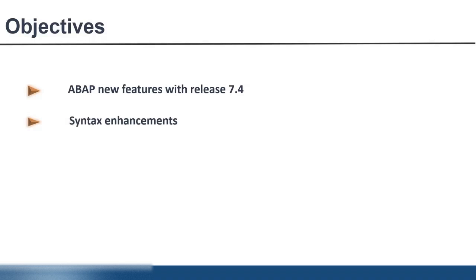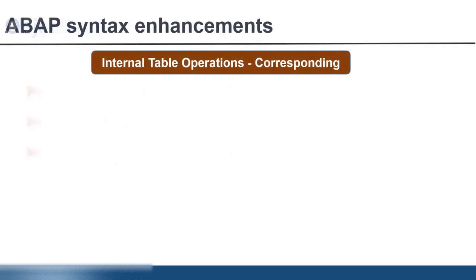In this module, which is a continuation of part 1, you will learn more about new features of ABAP introduced with release 7.4. Various other syntax enhancements you can learn from here, and also at the end you will be able to write programs with new features. Internal table operations using corresponding operator.